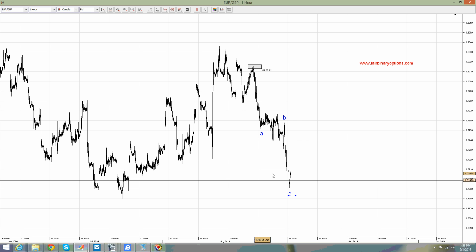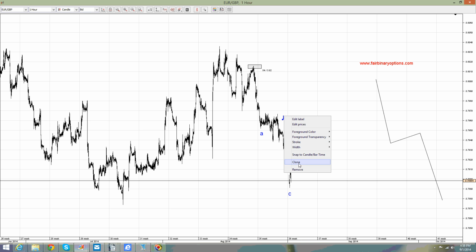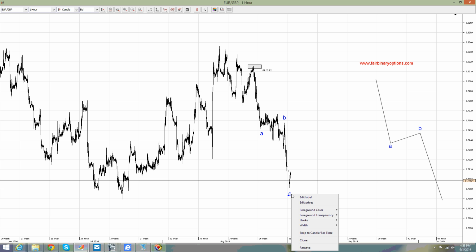And judging by how this structure looks like, it's nothing but a zigzag, and any zigzag looks like that, like this, like this, like this. The key in a zigzag is the B wave not to retrace more than 61.8 when compared with the previous wave A. And as you can see, there is no retracement there that goes more than 61.8. So A, B, and C.